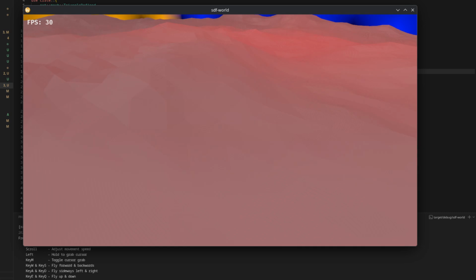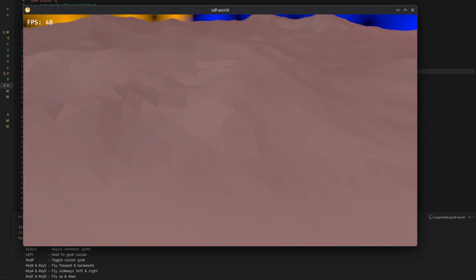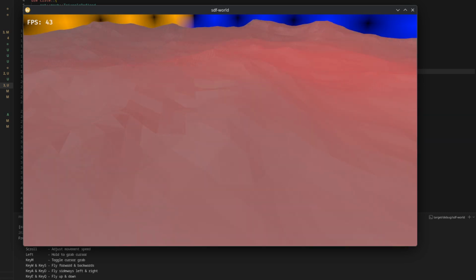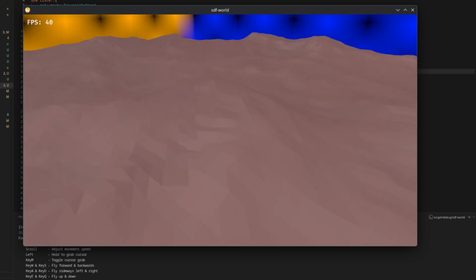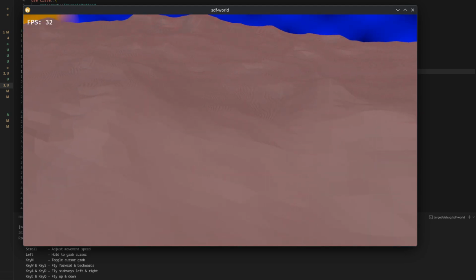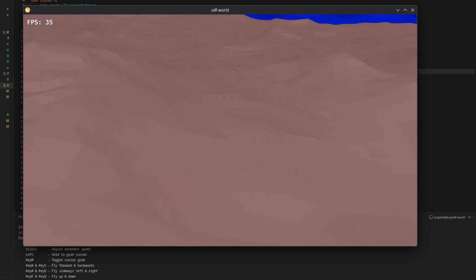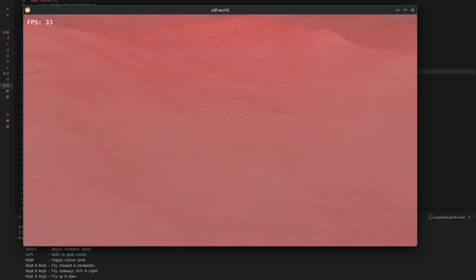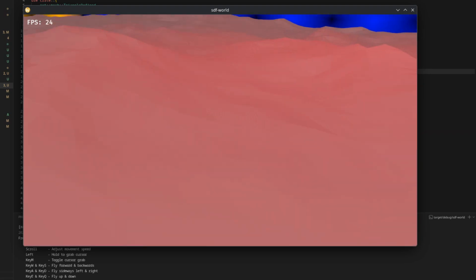I think probably what I need to do is just separate out the terrain into chunks and have each chunk as its own mesh. And it should look the same, and hopefully that calculation would be more efficient, and it would hopefully stay around 60 frames per second, ideally.